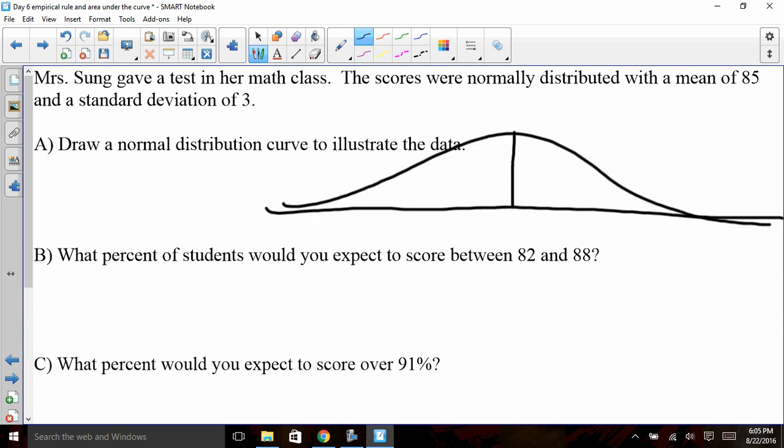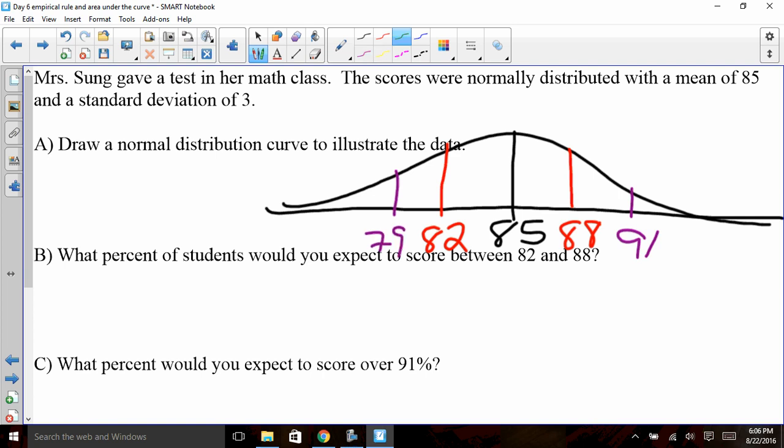So we said we had a mean of 85. So one standard deviation away, we're going to add 3. So 88. And subtract 3. So 82. Add 3 more to get 91. Subtract 3 more to get 79. Add 3 more to get 94. Subtract 3 more to get 76.